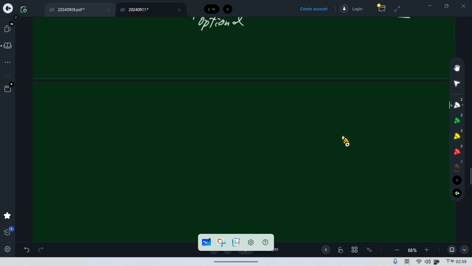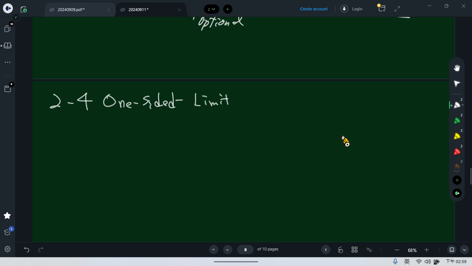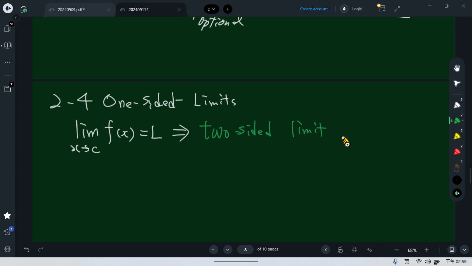Okay, so if you don't have any questions, let's just move to one-sided limit. So in the past, when we just say limit x is approaching c, f of x is equal to L, we are talking about a two-sided limit. One is from the left-hand side, one is from the right-hand side, right?